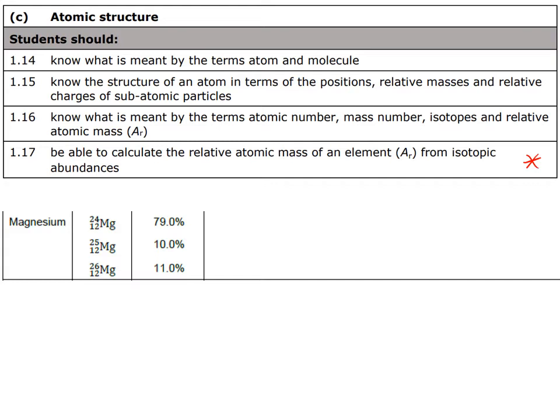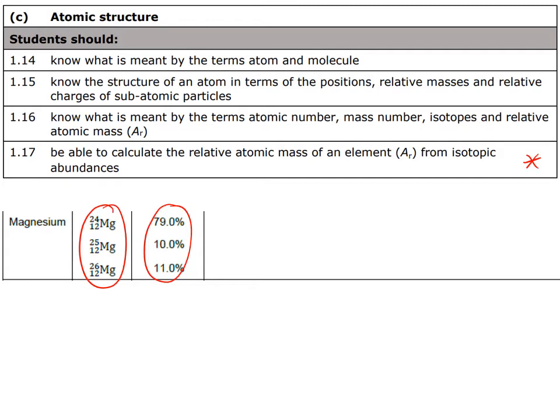Every element is present on Earth in different abundances. There's not just one form of magnesium. You actually have 3 different forms, and they are present in different percentages on Earth. So we need to calculate the average relative atomic mass of these 3 isotopes of magnesium, which all have a different mass number and also a different abundance.